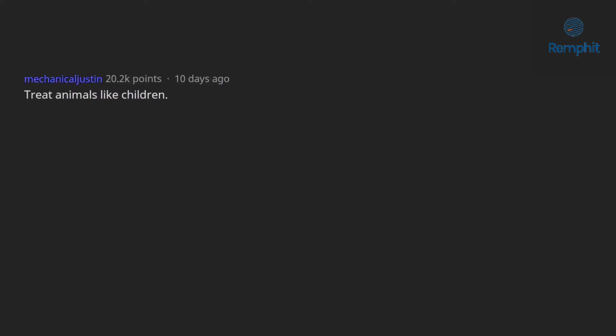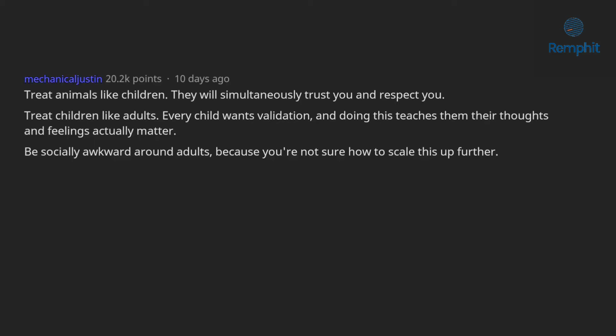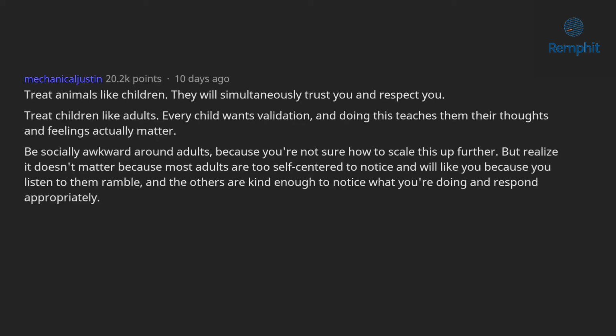Treat animals like children. They will simultaneously trust you and respect you. Treat children like adults. Every child wants validation, and doing this teaches them their thoughts and feelings actually matter. Be socially awkward around adults because you're not sure how to scale this up further. But realize it doesn't matter because most adults are too self-centered to notice and will like you because you listen to them ramble, and the others are kind enough to notice what you're doing and respond appropriately. Cheat code for all social interactions.